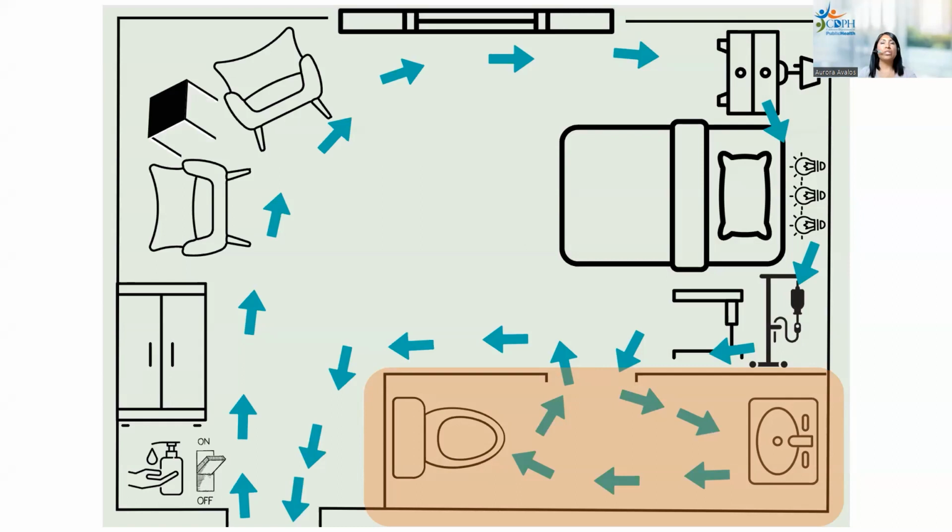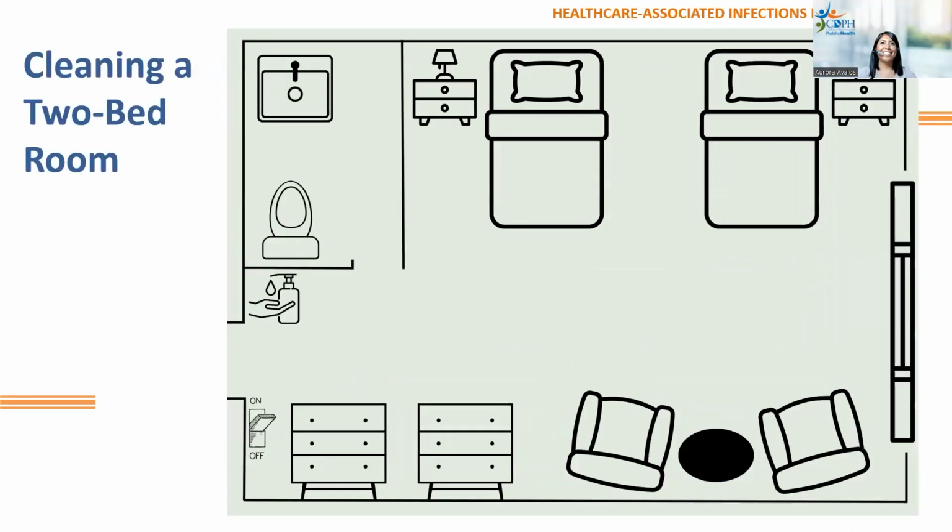Then you will move to the toilet. You clean the handrail or grab bar, the toilet roller holder, the toilet flusher, the toilet seat, and then the toilet. Then you'll leave the resident room and remove your gloves outside of the room and perform hand hygiene. The slide set reviews the cleaning process of a two-bed room.